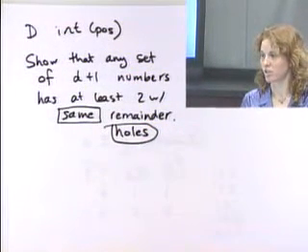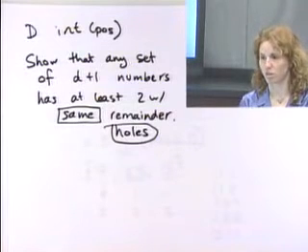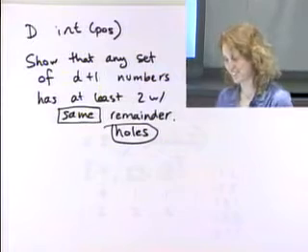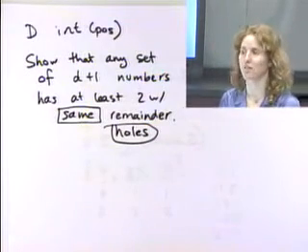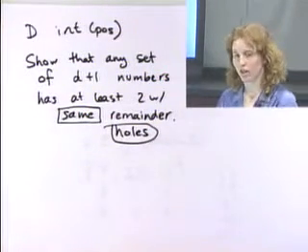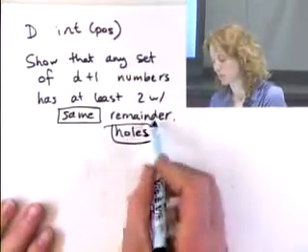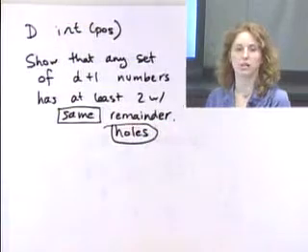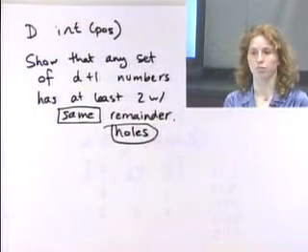As long as there's what? More pigeons than holes. Okay? So if that's not the case, then you have to do some other work. In this case, we have this many holes. However many remainders there are, that's how many holes there are. So if I divide a number by d, how many remainders are there?